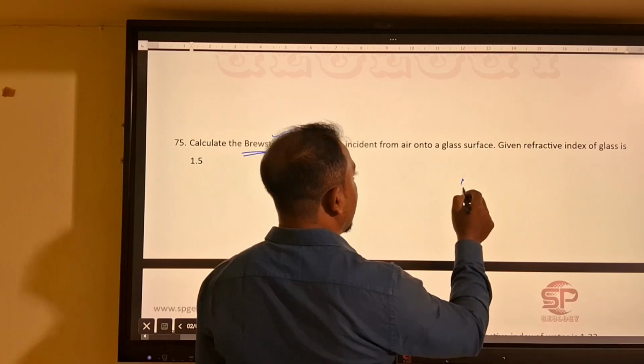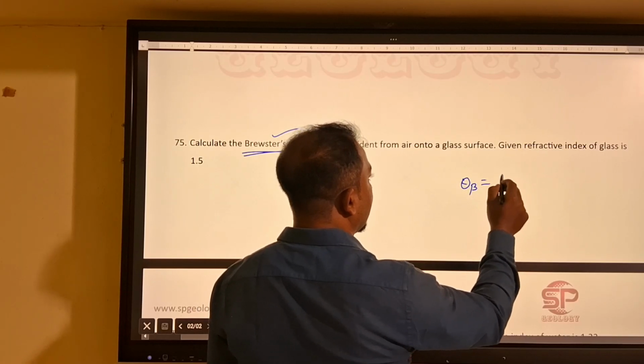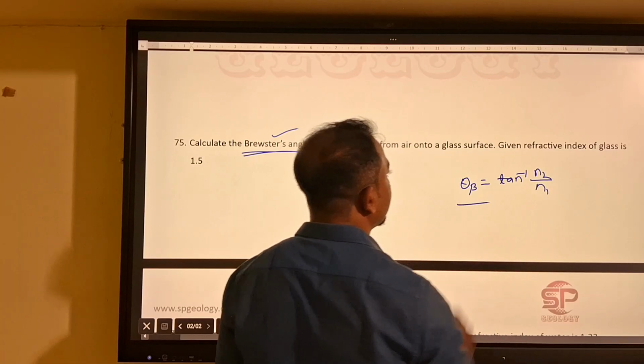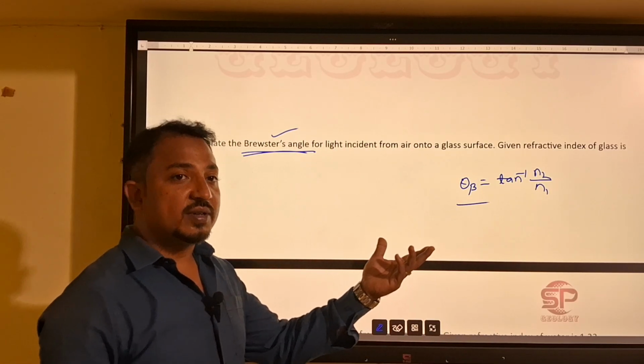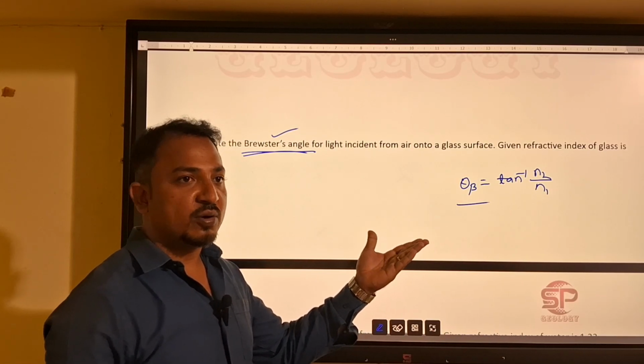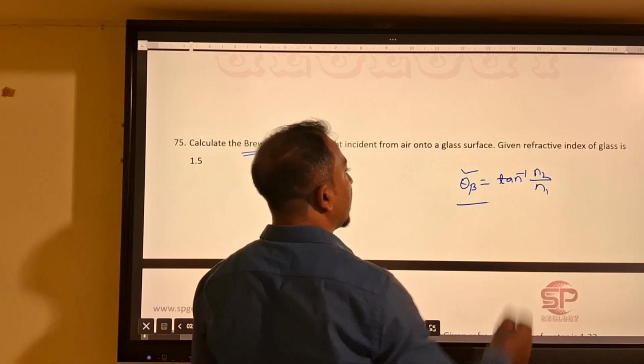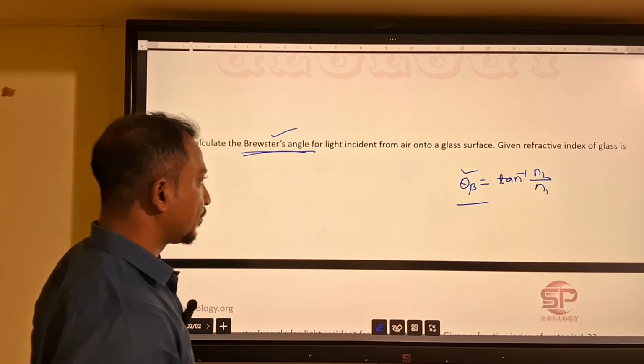We calculate the Brewster's angle by this formula: theta b equal to tan inverse n2 by n1. There is also a derivation for this, you can refer to the optical metrology video.